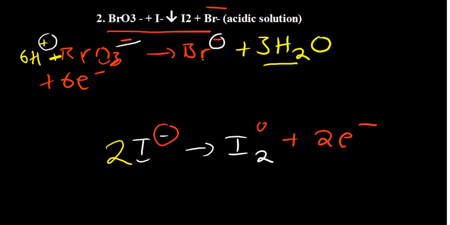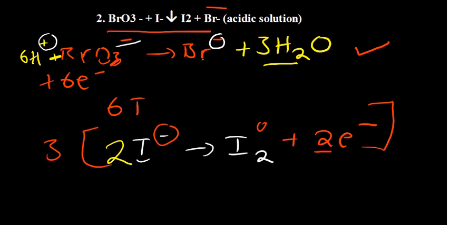Now we need to balance the number of electrons lost and gained. In the first one, we have 6 being gained. In the second one, we have 2 being lost. So we need to multiply this one by 3, so that it will give us 6 electrons. So we have 6 iodide giving us 3 iodine plus 6 electrons. So we've balanced the number of electrons there.